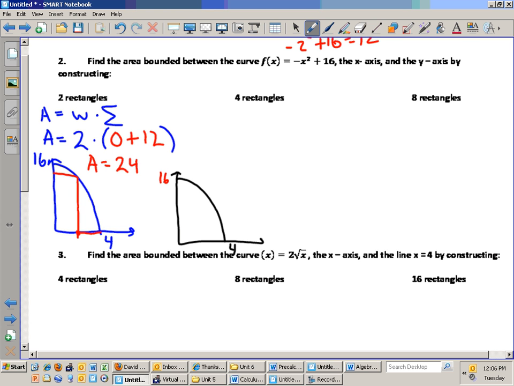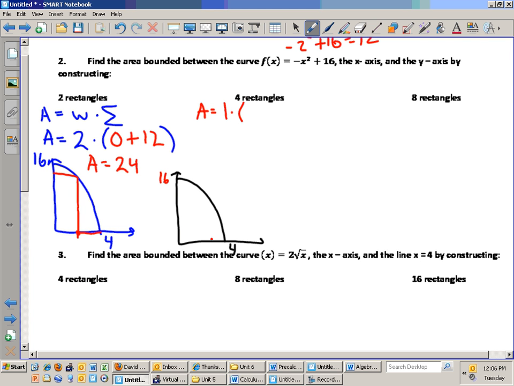Okay, so now I have 4 rectangles, and the area, again, is going to be equal to the width times the sum. What is the width of these 4 rectangles going to be? 1, because you did 4 minus 0 divided by the number of rectangles, 4, is equal to 1. So I have 1 times the sum. So now I have to sum all of these values.